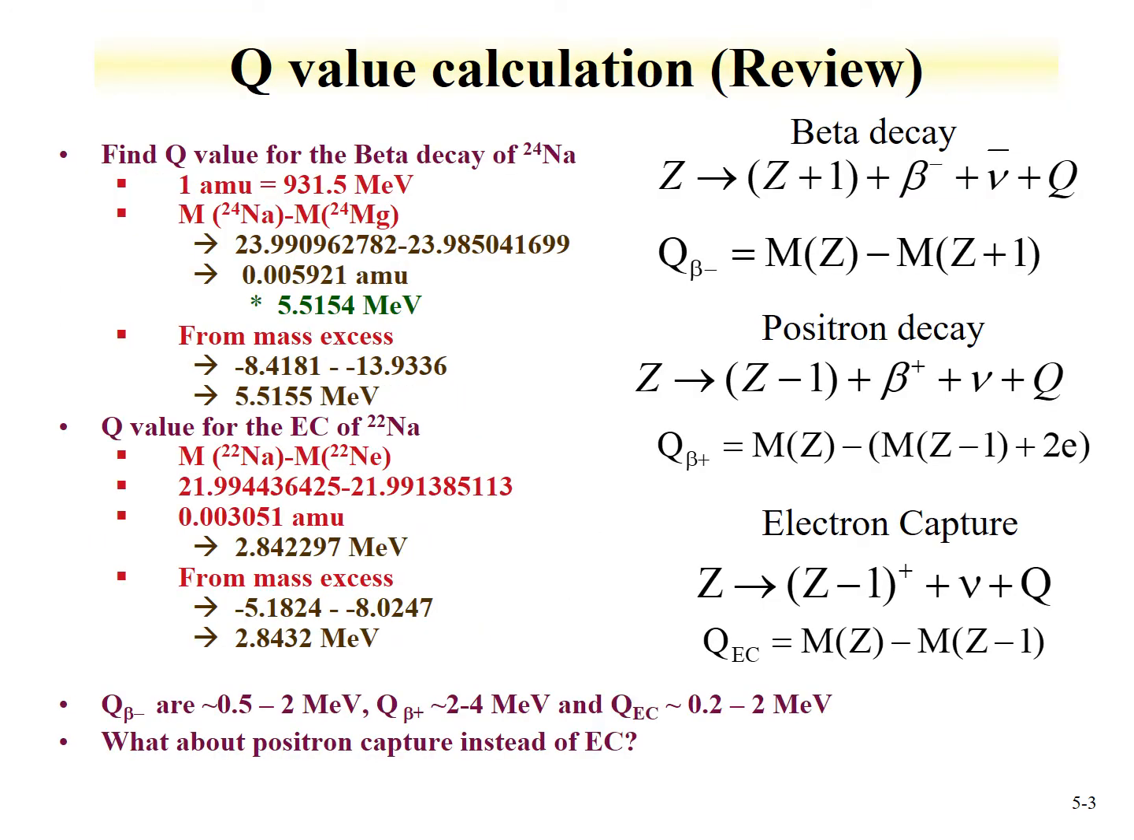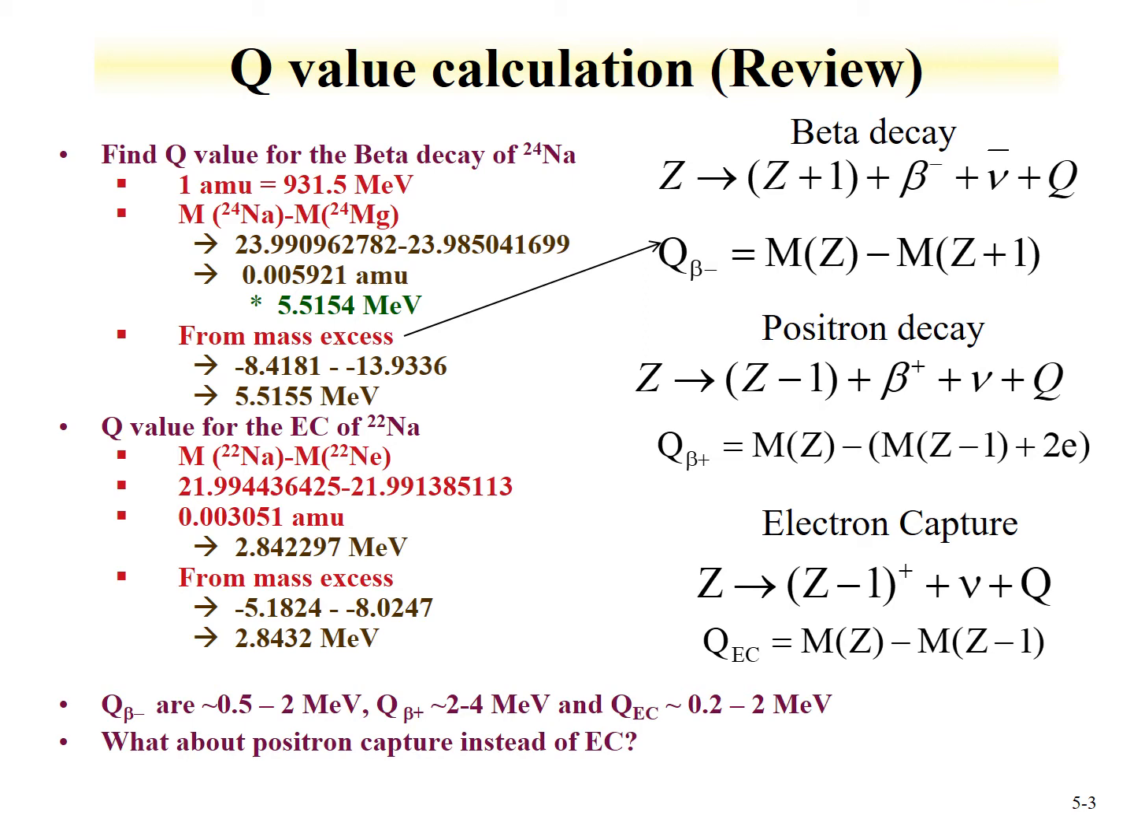We can review what we know about Q-value calculations, as we discussed earlier, for beta decay. As an example, this is something we've already shown. We talk about the energy related from beta decay. So for emission of an electron, where we go from Z to Z plus 1, the Q value is equal to the mass difference between the parent and the daughter, as listed here. And this is an example for the beta decay of sodium-24.